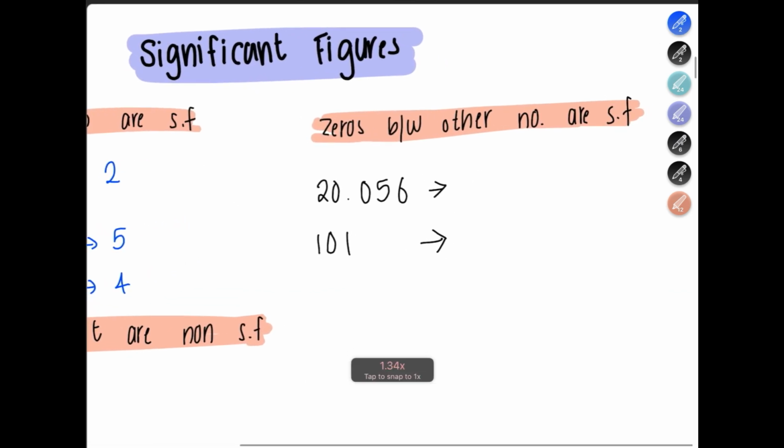Now, what if you have a 0 between numbers? That is considered a significant figure. So the first one has 1, 2, 3, 4, 5 significant figures, and the second one has 3 significant figures.